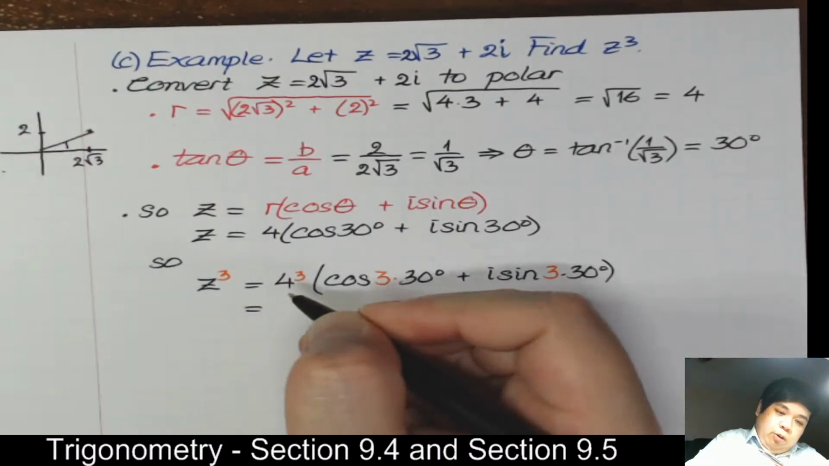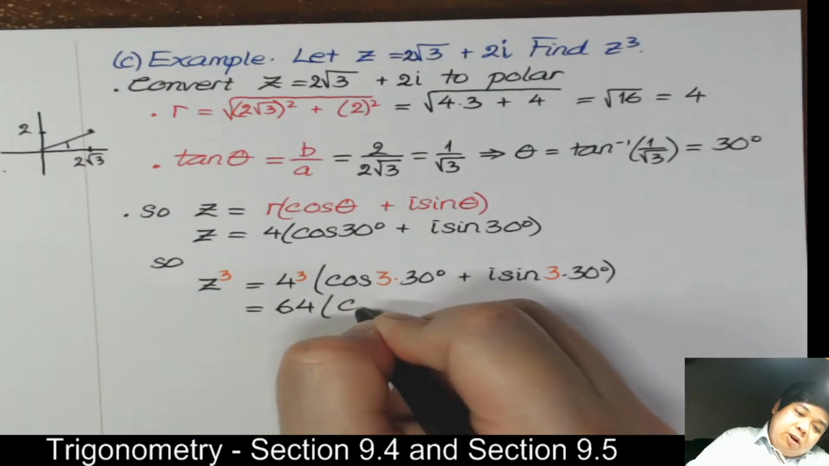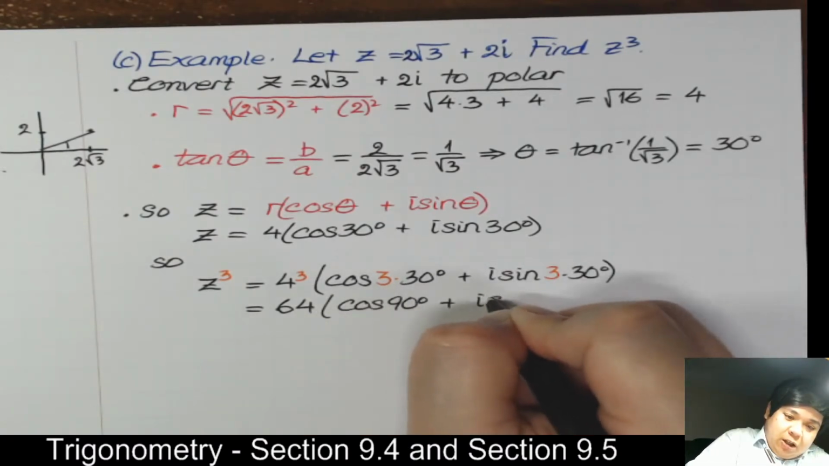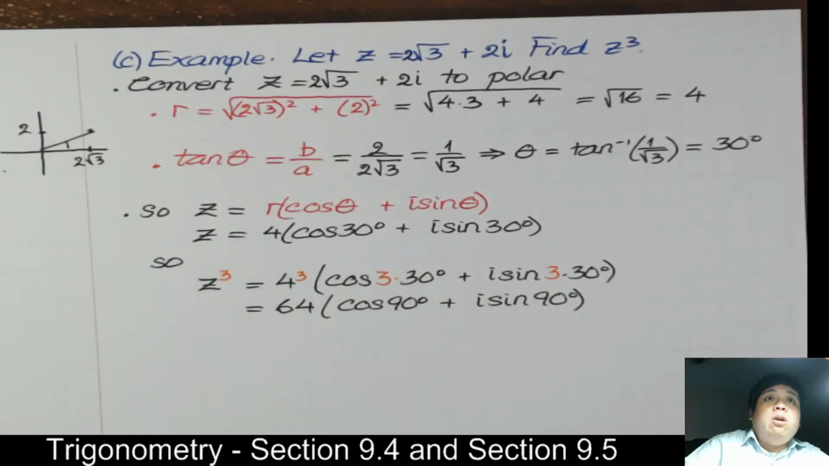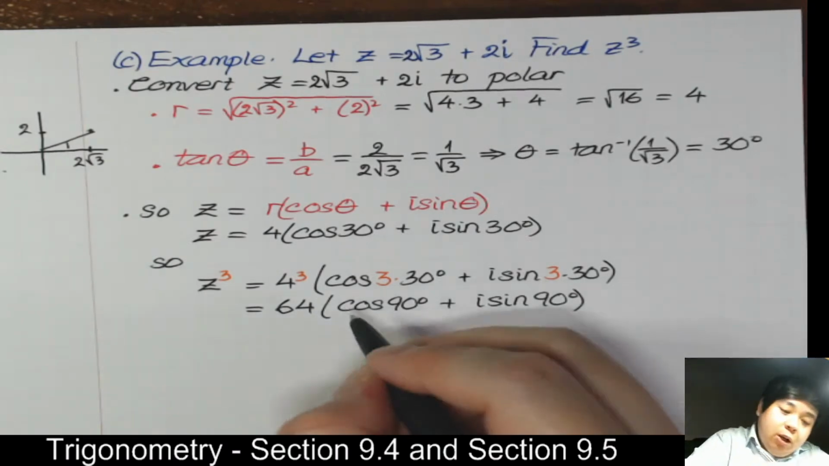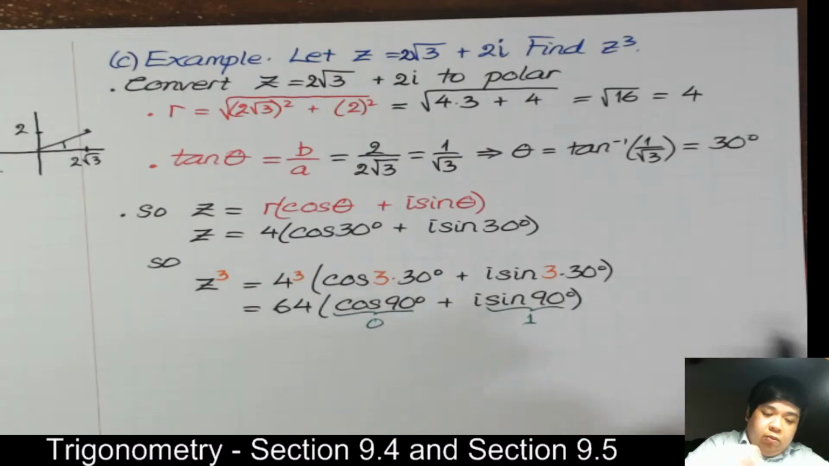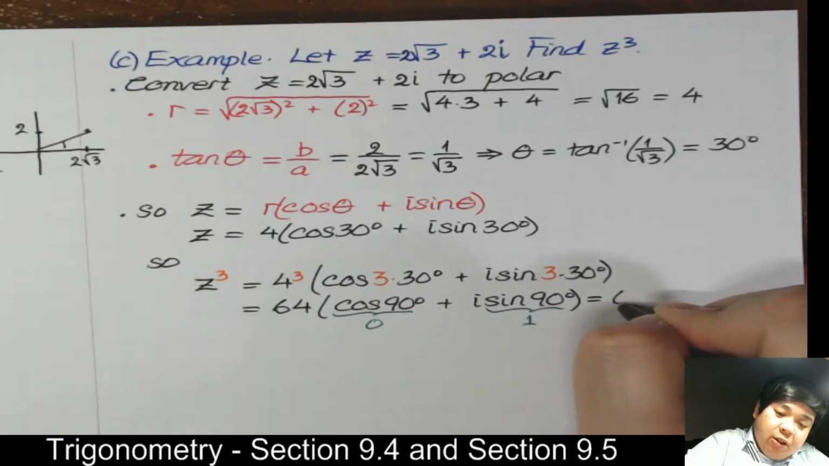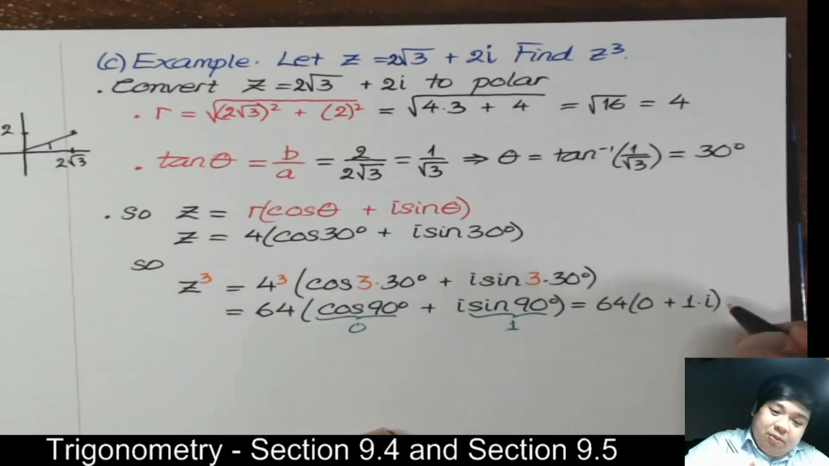Right, 4 cubed is 64, times cosine of 90 degrees plus i sine of 90 degrees. Now, cosine of 90 degrees is 0 and sine of 90 degrees is 1. So we just have 64 times 0 plus 1 times i, or just 64i.